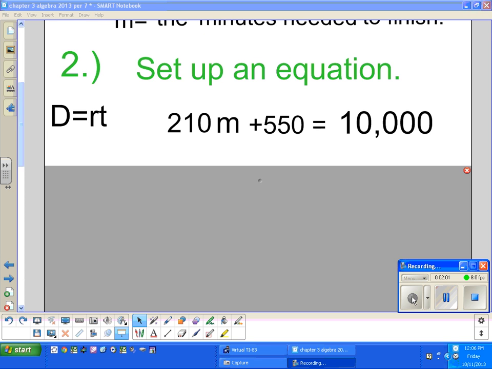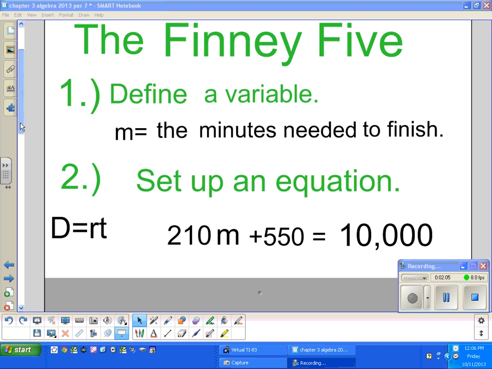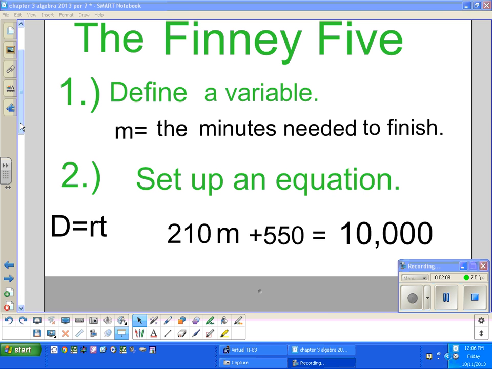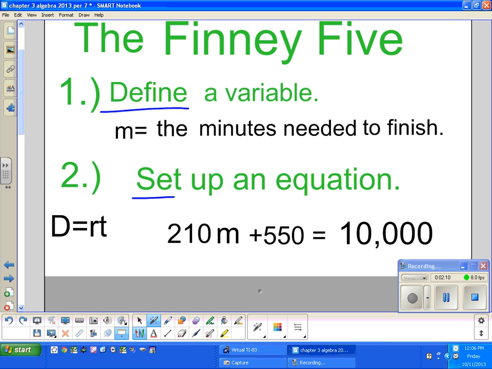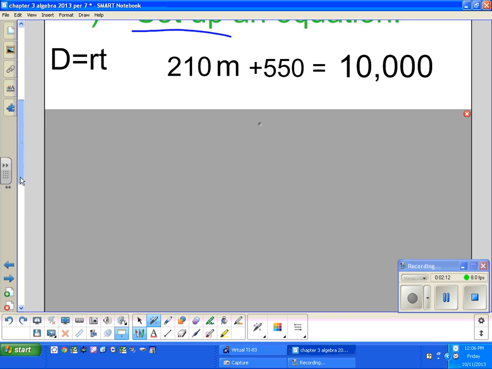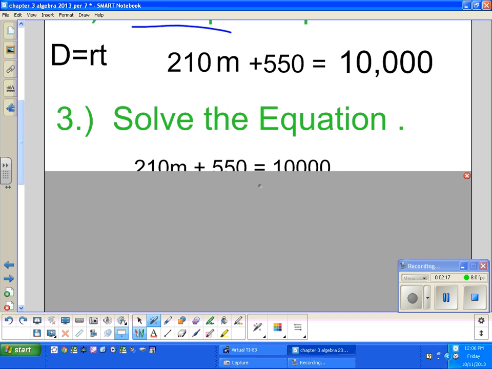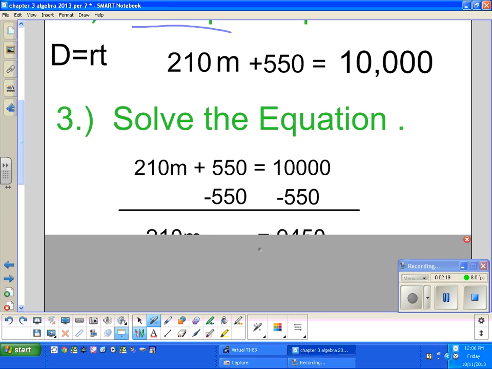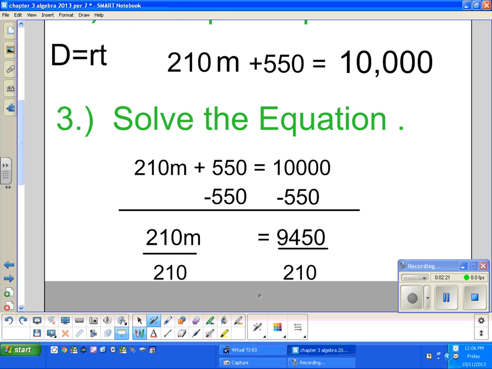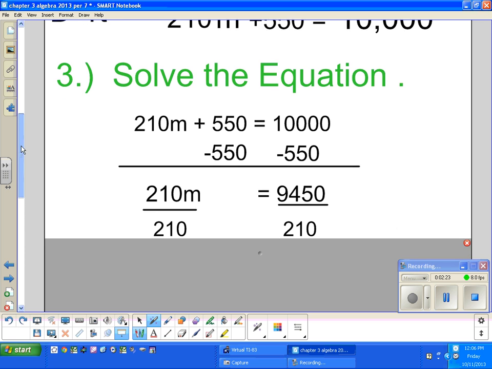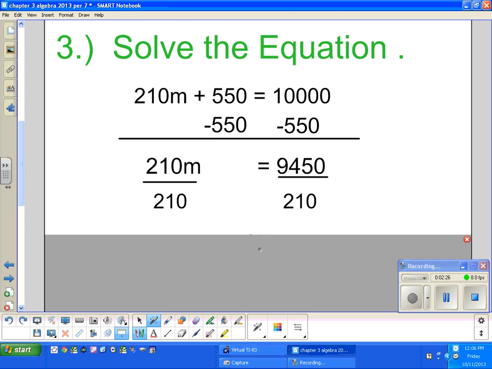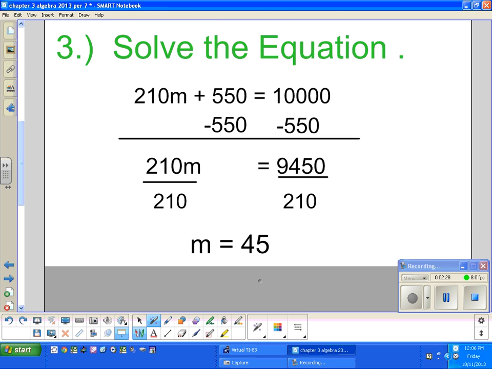Okay, the next step is, once we have our setup, so again, to review, define your variable, setup. Third step is to solve the equation. And when you're solving the equation, you're showing all your work that your teacher has asked you to show. Okay, so we have all the work shown here, and we get m equals 45.